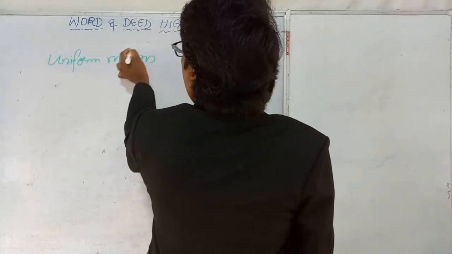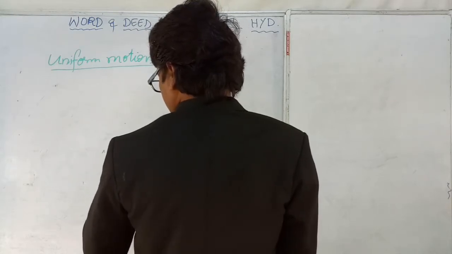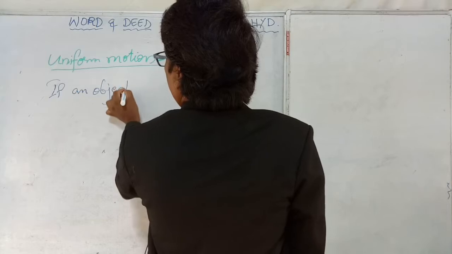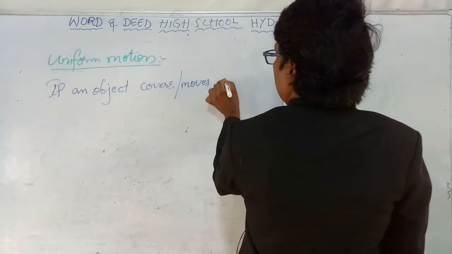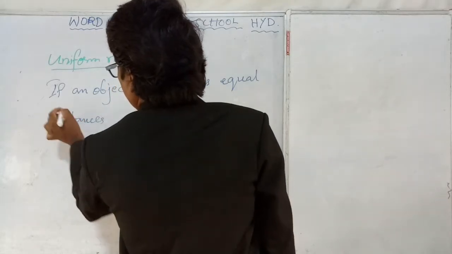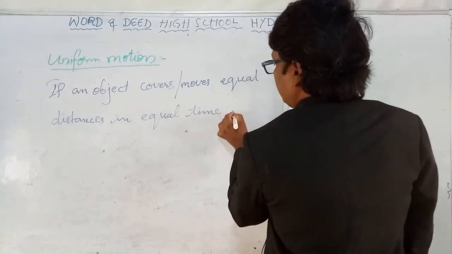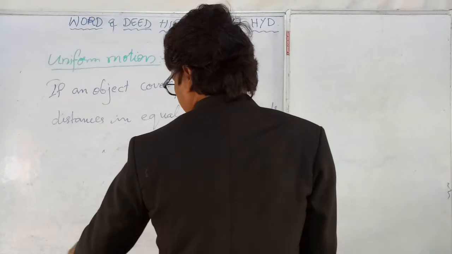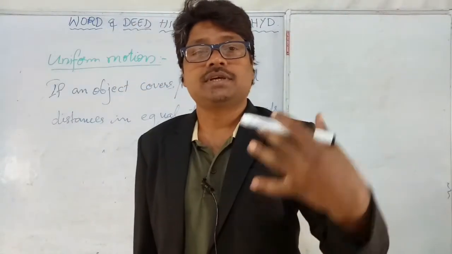Uniform motion: if an object covers or moves equal distances in equal time intervals. Okay students, see, if an object covers or moves equal distances in equal time intervals, can you give a best example for this uniform motion?